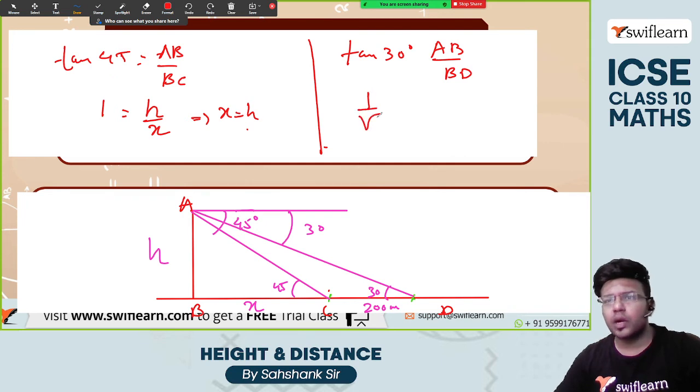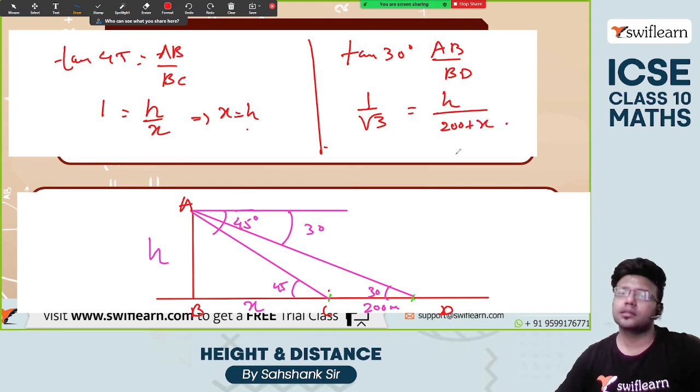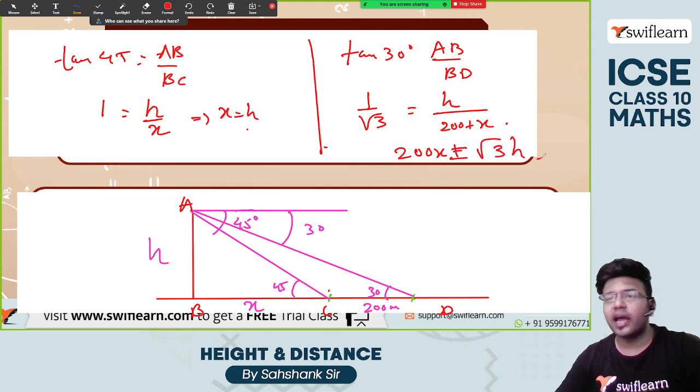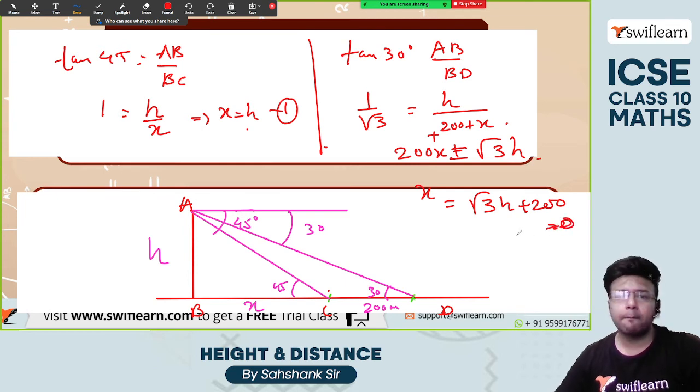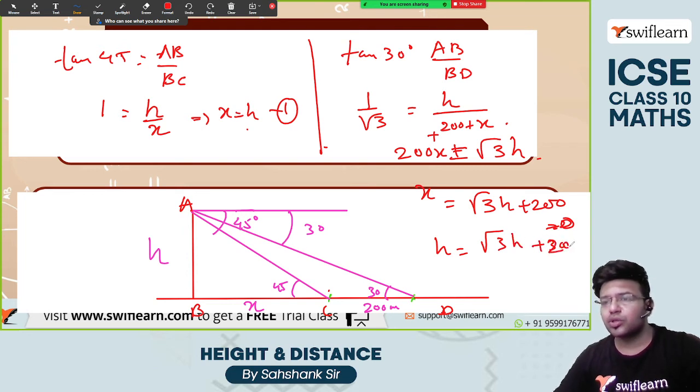Tan 30 from triangle ABD: tan 30 is AB by BD. Tan 30 is 1 by square root 3. AB is h, BD is 200 plus x. Cross multiply, you have 200 plus x is equal to square root 3 h. So x is equal to square root 3 h minus 200. Now this is equation 1, this is equation 2. Equate them.